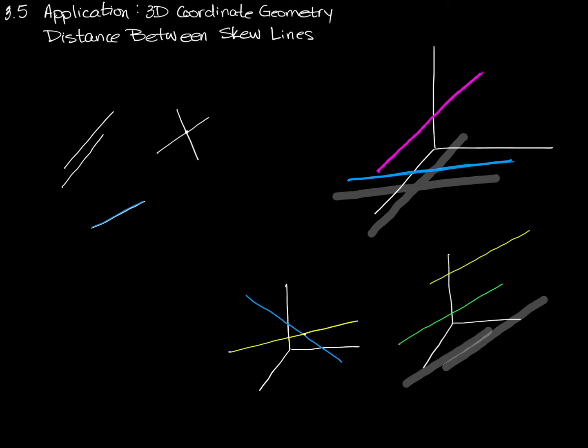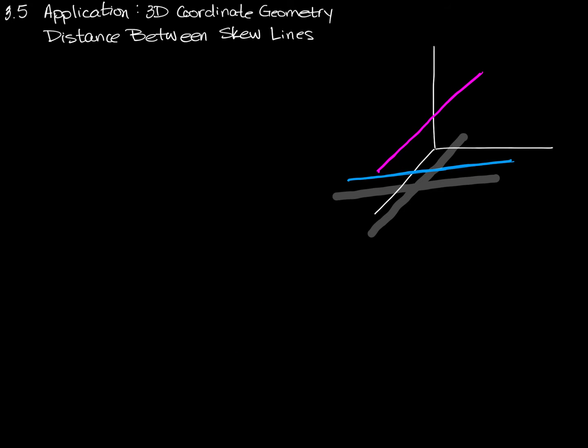If two lines are not parallel and not coincident, and they're not actually touching, the only other option is that they must be non-parallel, non-touching, and we call those skew lines. That's what this word here means, skew. These are not parallel, but they're also not touching. Okay, so this is an example of skew lines here.